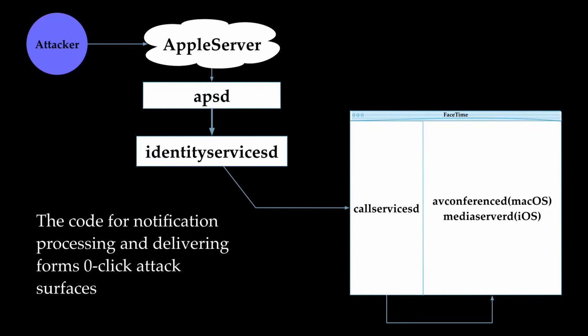The code for notification processing and delivering forms a zero-click attack surface, which means the attacker can send a notification to the colleague. It goes through the Apple server and APSD and identityservicesd, and then coreservicesd, and lastly AVConferenced or mediaserverd. That's the zero-click attack surface.